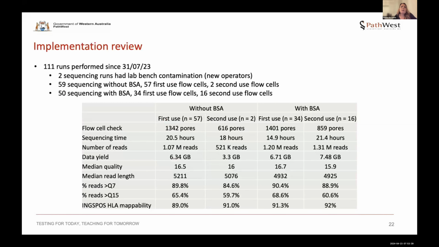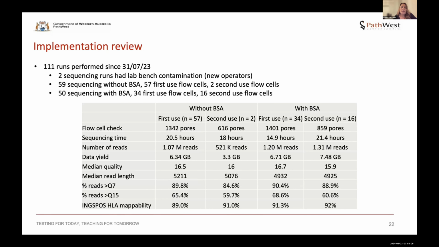In terms of our implementation data, since implementation in July 2023, we've run 111 runs. 2 of these sequencing runs did have lab bench contamination. We had new operators, and so we had some issues with contamination. So working cleanly and changing gloves when working with the barcodes is really important.